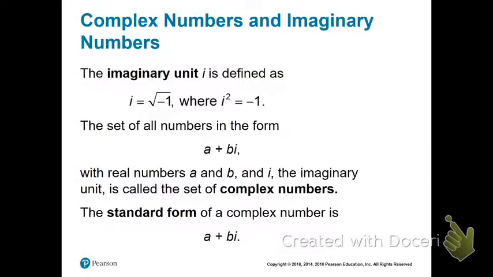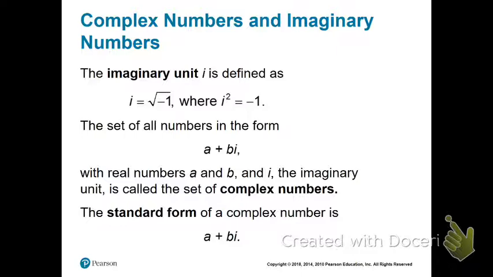So the imaginary unit i is defined as i is equal to the square root of negative 1, which means that i squared is equal to negative 1. The set of all numbers in the form of a plus bi, with real numbers a and b, and i, the imaginary unit, is called the set of complex numbers. The standard form of a complex number is a plus bi.